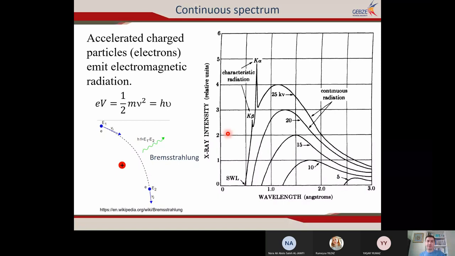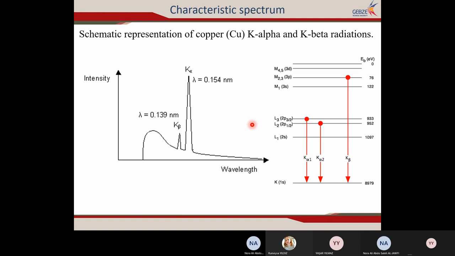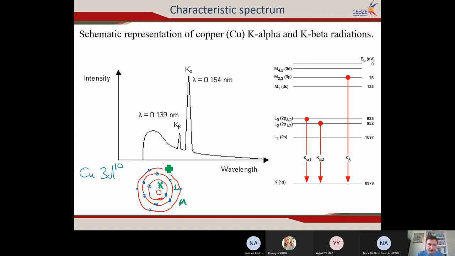Okay. Now let me explain the characteristic radiation. Why do we have K alpha here, why do we have K beta, what is the meaning of K alpha and K beta? It is explained here. Let me draw. Here you see energy levels in copper, okay? This is the nucleus of the copper. This is the K shell. This is the L shell. This is the M shell and electrons here. Just a schematic representation according to the Bohr atomic model. There are also many other electrons. Here, if you take this part, like this.